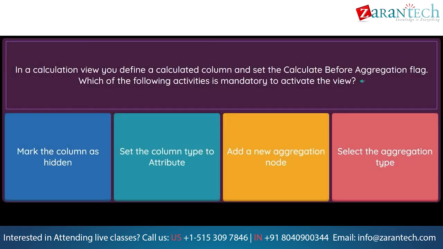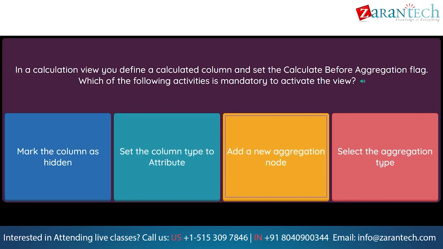Question, in a calculation view you define a calculated column and set the calculate before aggregation flag. Which of the following activities is mandatory to activate the view? Option 1, mark the column as hidden. Option 2, set the column type to attribute. Option 3, add a new aggregation node. Option 4, select the aggregation type.